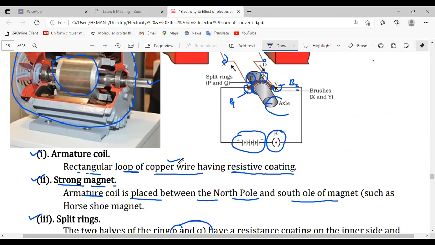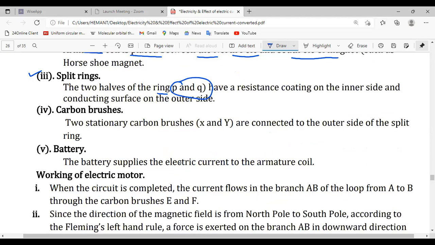So split rings are nothing but the two halves of the ring, P and Q, which have resistance coating on the inner side. They are having resistance coating on the inner side only, not the outer side. The outer side is made up of a good conductor, so that from the carbon brushes current can flow there. The outer surface is acting as a conductor and the inner surface is acting as an insulator.